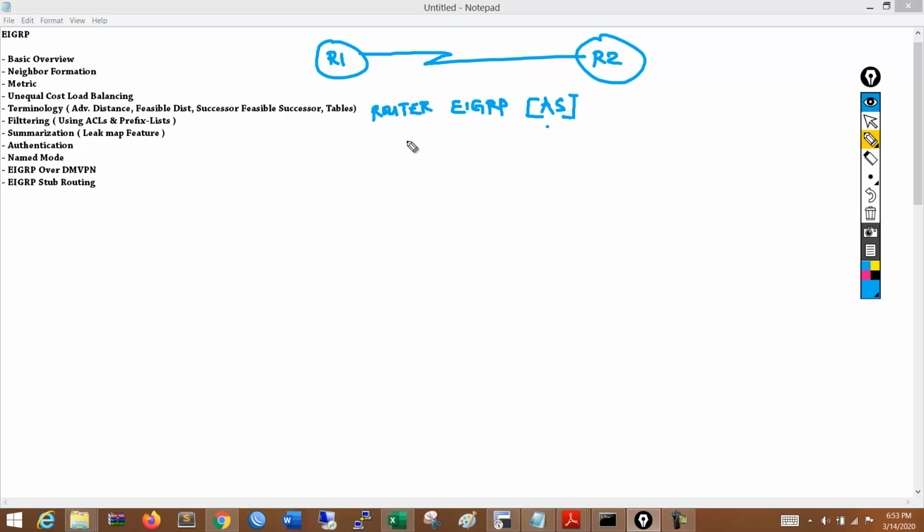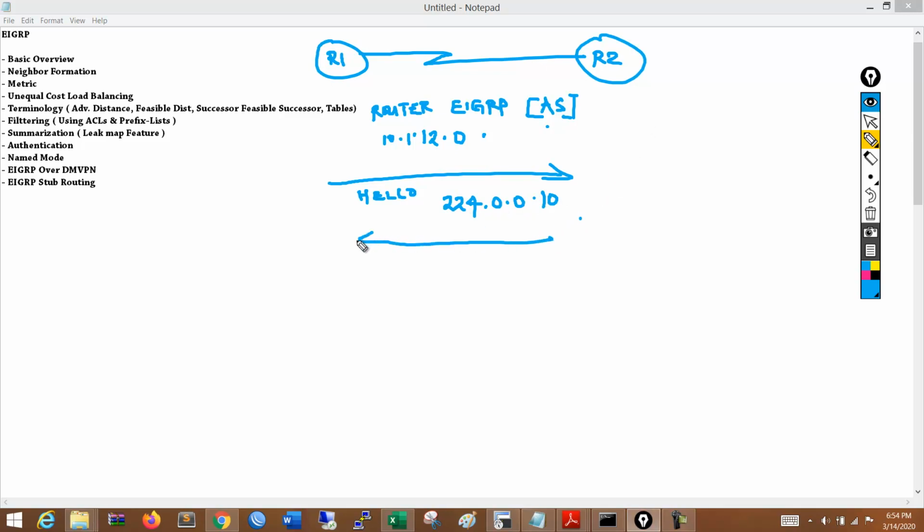So once you have configured this on the router and you have indicated the interfaces or the networks that you want to run EIGRP on, then EIGRP will first start by sending a hello packet to a multicast address, 224.0.0.10. That's the multicast address for EIGRP. Once router 2 is configured, it will also send a hello.